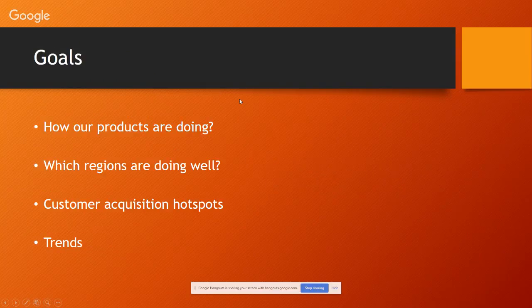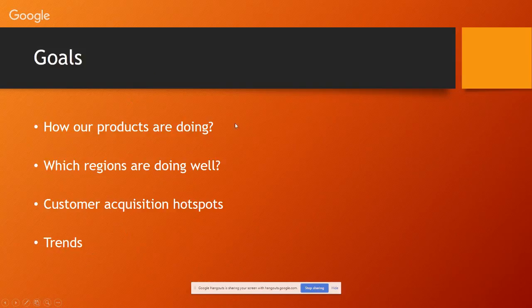The goals for you as an information analyst are to answer these questions: how our products are doing, what is going on with our products, which regions are doing well, and what is happening with our customer acquisition, because it's a startup where our focus is to bring in more and more customers. That's how we will grow. So we wanted to have a focus on customer acquisition, and then see which region or which place is giving us more customers, and also explore some trends.